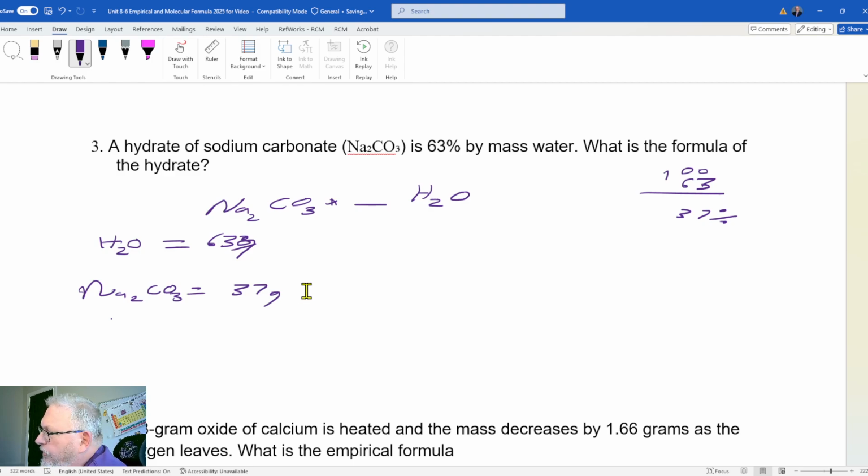Okay? So, how would we do this? Let's get the molar mass of Na2CO3. So I'm going to do the quick way.